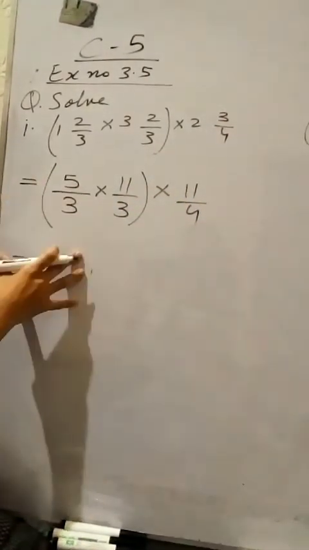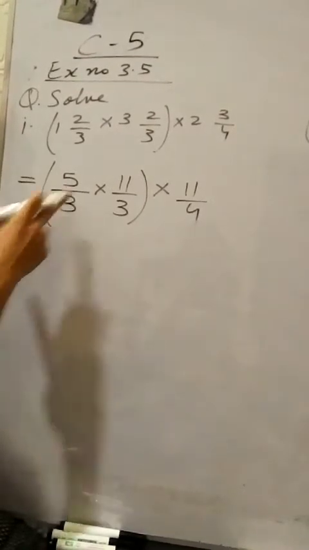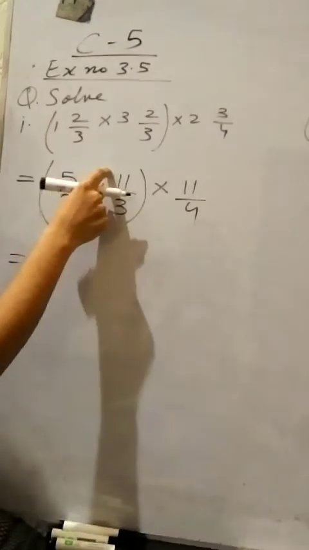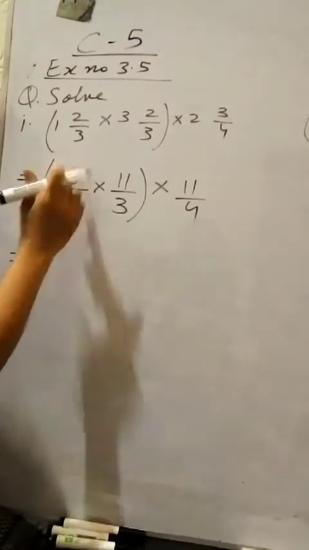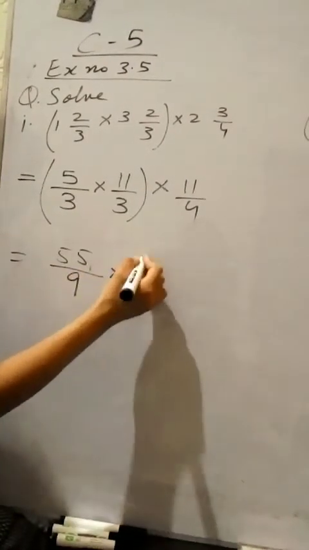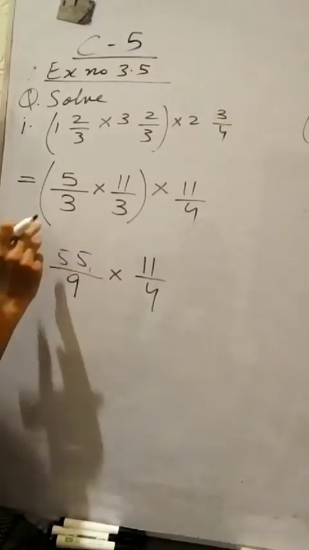Now see, cutting is possible, division is possible. Can I cross 5 and 3 with the same number? No. 11 and 3? No. 3 and 5? No. 3 and 11? No. If cutting and division is not possible, just multiply your numerator to numerator. 55, and 3 times 3 is 9. Multiply 11 over 4. When we get the single value, brackets will be removed.